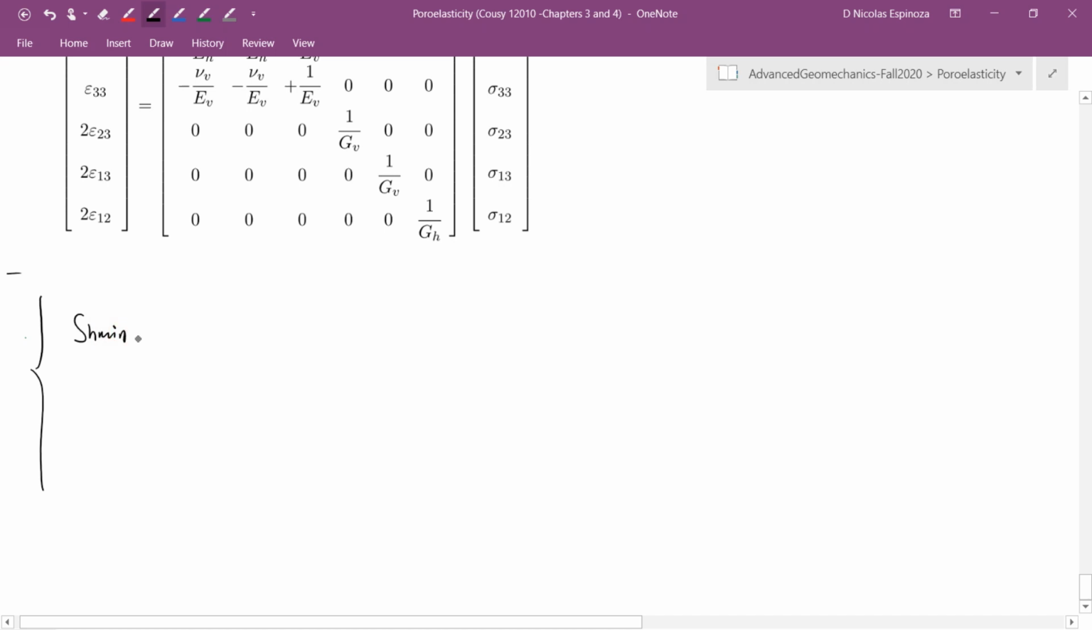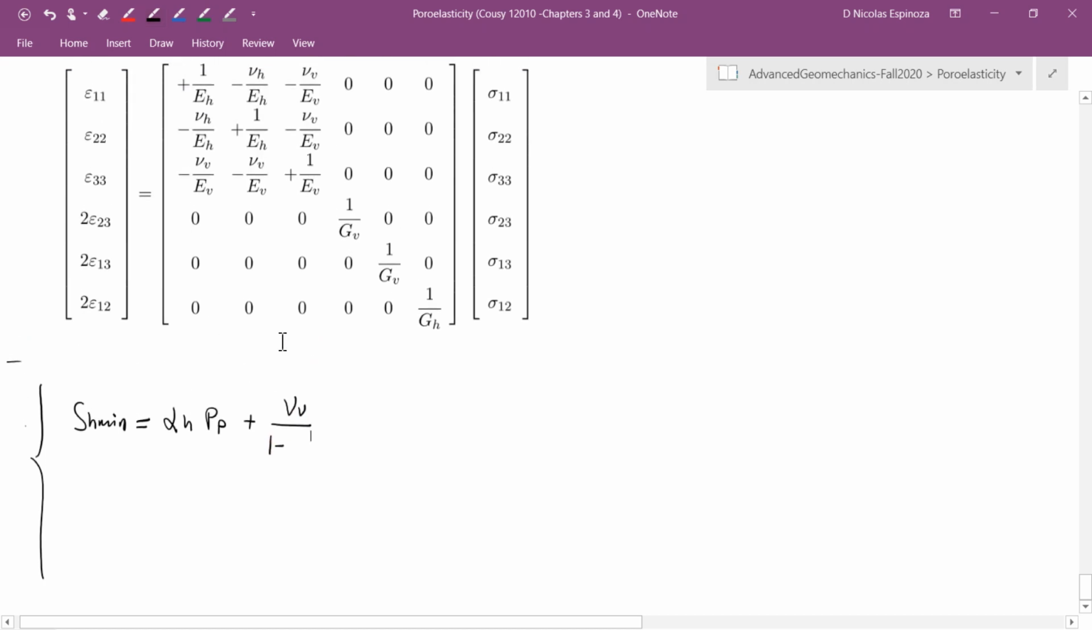SH mean is going to be equal to alpha H times the pore pressure plus a function of the Poisson ratios. I'm going to explain in a minute what these are, but let me bring the question on the top. So here you see we have horizontal Young moduli, vertical Young moduli, horizontal Poisson ratios, and vertical Poisson ratios, and those are the ones I'm using now in this equation.